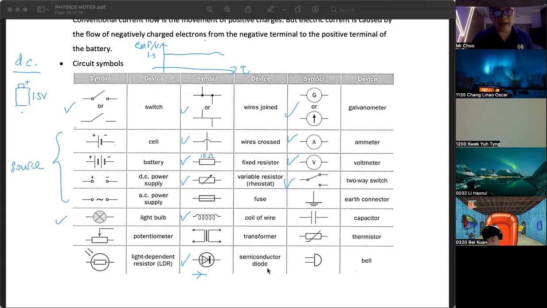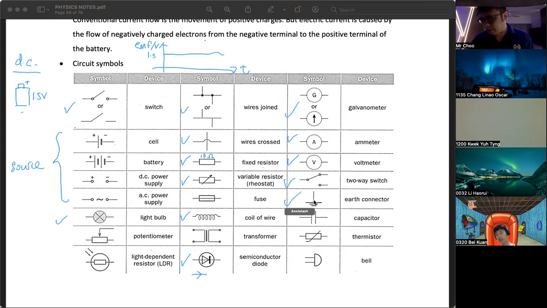So a diode itself is a component that only allows current to flow in one direction. In this example, you only allow the current to flow from left to right because the arrow is pointing towards the right. Any questions for me so far? In static electricity, we also talk about earth. This symbol is a connection to the earth.